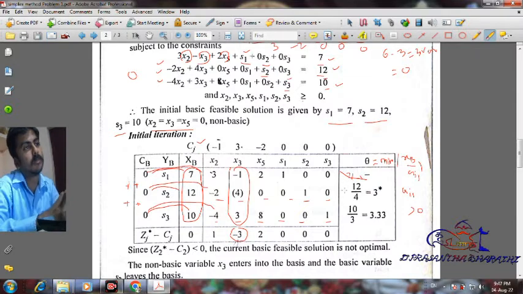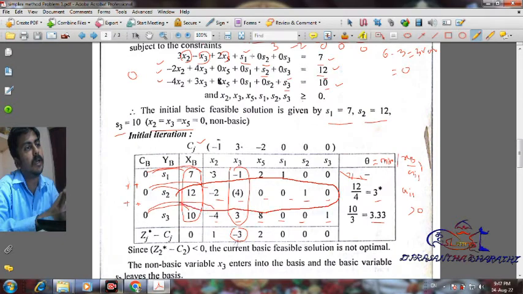Okay, and then here we can write 12 by 4 and 10 by 3. 12 by 4 gives the value 3, and 10 by 3 gives 3.33. So out of this, 3 is the minimum value. So this is our pivot row.